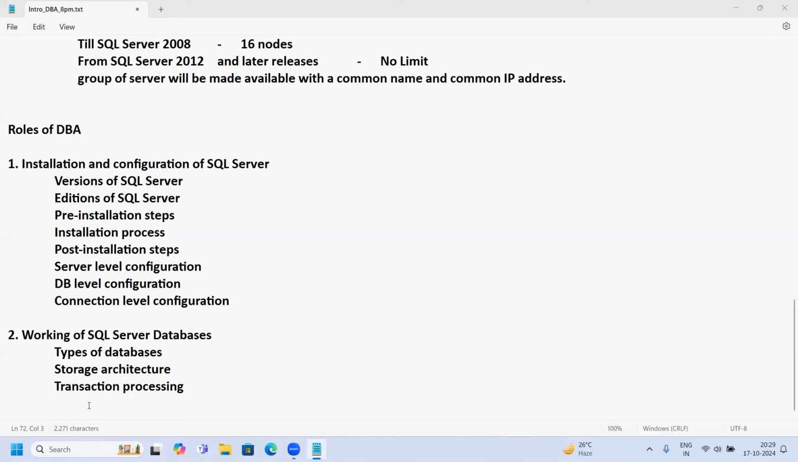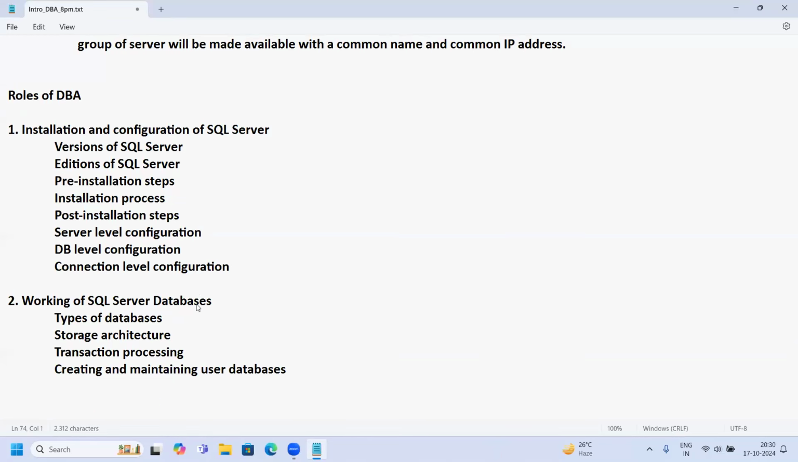Okay. So those things we won't discuss: commit, rollback, save transaction, implicit transaction, explicit transaction. Those things you learn at development level. We don't talk on it in our DBA sessions. And then after that we will learn how to create and maintain user databases. That part I'll show you.